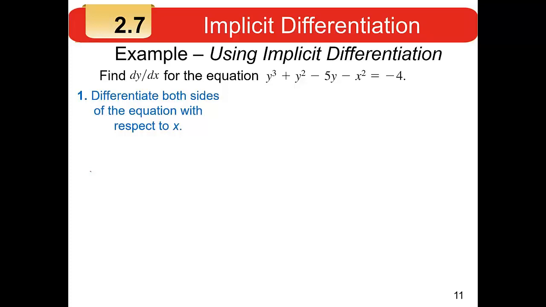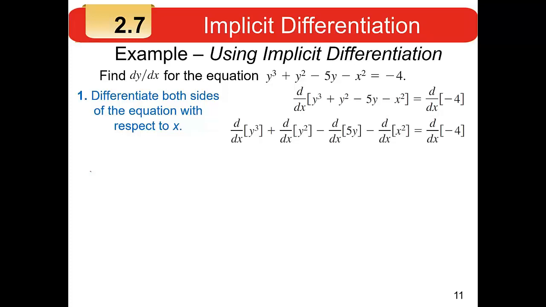The first step in the process was to differentiate both sides with respect to x. So you're going to take the derivative of the left side and the derivative of the right side. But the left side is just 4 separate terms, so you take the derivative term by term. So you take the derivative of y cubed, then you take the derivative of y squared, then you take the derivative of minus 5y, and then you take the derivative of minus x squared, and then on the other side you take the derivative of minus 4.